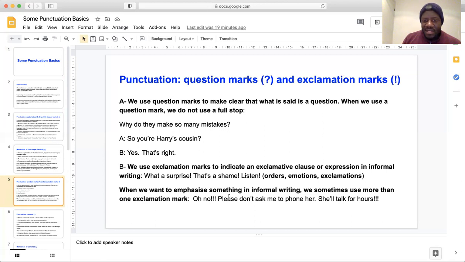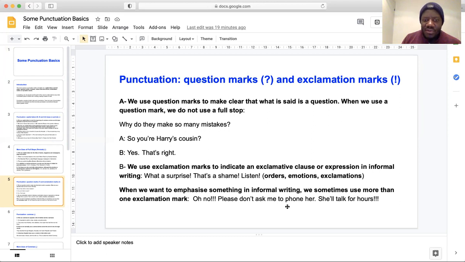And when we want to emphasize something in informal, note that we're talking about informal, not formal writing, we sometimes use more than one exclamation mark. We could use two, we could use three. For example, oh no, with three exclamation marks. But you cannot do this in an official letter you are sending to the presidency somewhere, or to a prime ministerial office somewhere, or to a university admissions office somewhere. You can do this between yourselves, between your family members and friends.